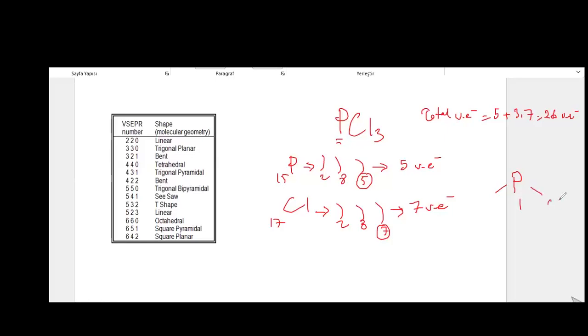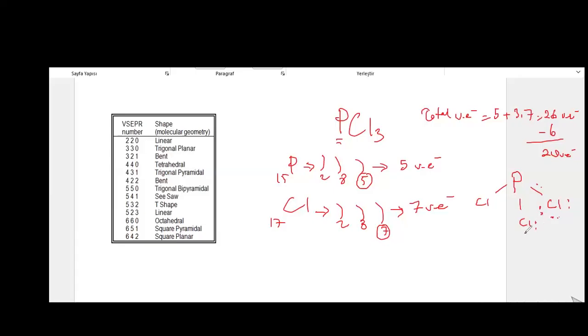Let's put each chlorine atom with a single bond. As you see here, we consumed 6 valence electrons with single bonds. That's why 20 valence electrons are remaining. As you remember, the chlorine atom obeys the octet rule. That's why it should have 8 valence electrons on it. So as you see here, 2, 4, 6 with lone electron pairs and 2 with one single bond.